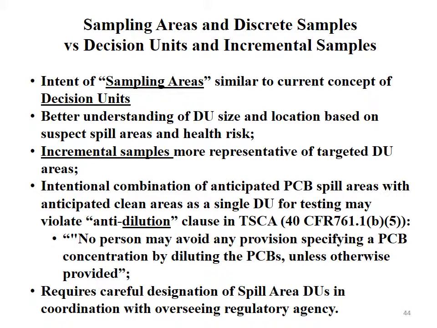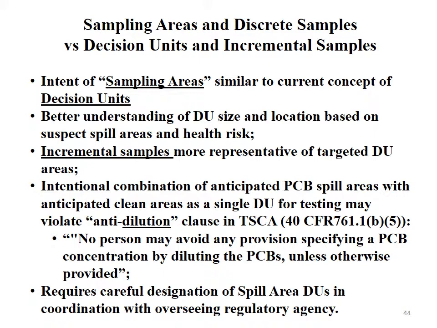One key point under TSCA is that they have a lot of discussion against dilution of contamination. You're testing for PCB contamination in soil. In an incremental sampling decision approach, the intentional combination of anticipated PCB spill areas with anticipated clean areas as a single DU for testing could violate this anti-dilution clause in TSCA. And here you can see it states no person may avoid any provision specifying a PCB concentration by diluting the PCBs unless otherwise provided.